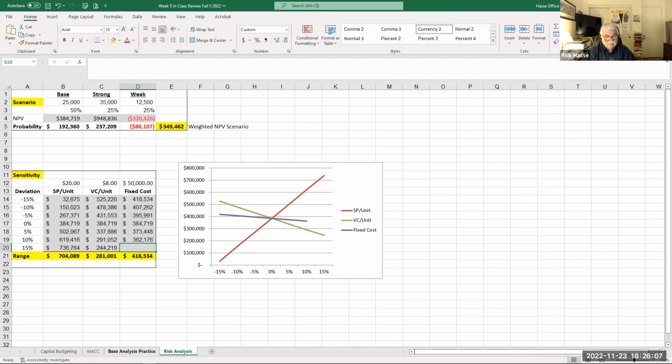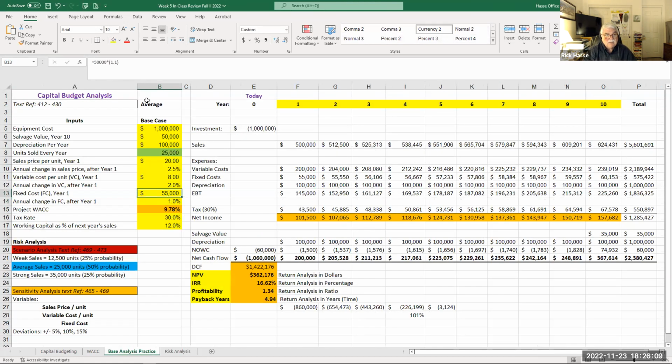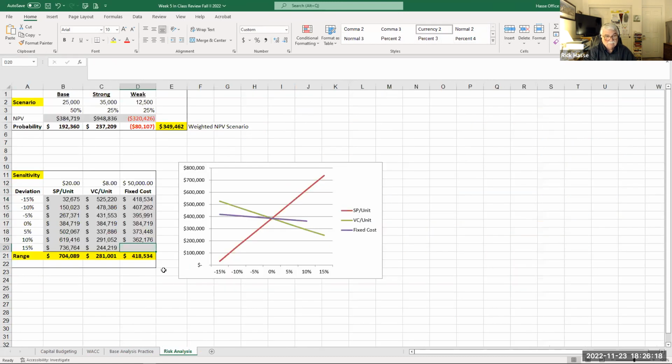And then finally, a 15% increase in fixed cost. 350,905. And there we go. We're done. Notice this line has a range of only 67,629 top to bottom. And notice the line is even flatter. Now, what does that tell you?